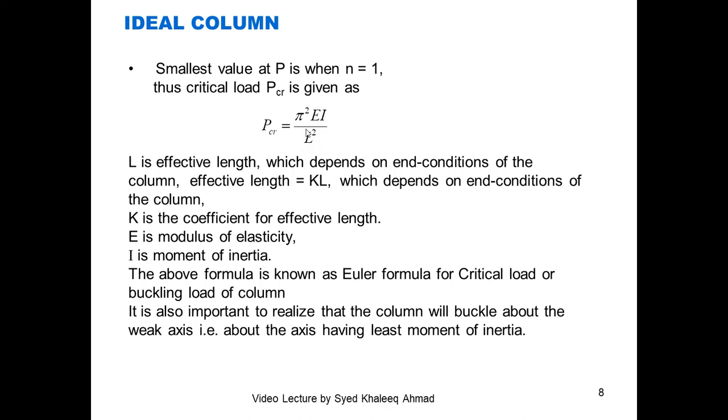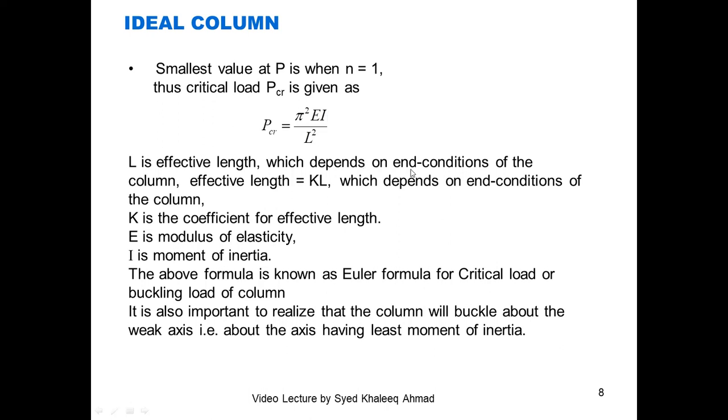If we have different end conditions, then we have to consider the effective length of the column. This effective length will be calculated in terms of a constant K, which we will determine from the table with different end conditions. We will see in the next slide. So here we have to use the effective length of the column. E is the modulus of elasticity, I is the moment of inertia, and pi is a constant.